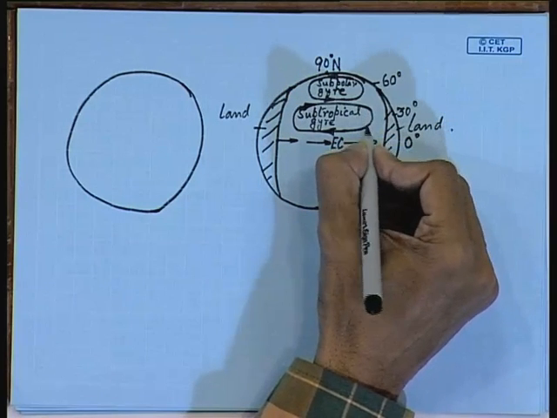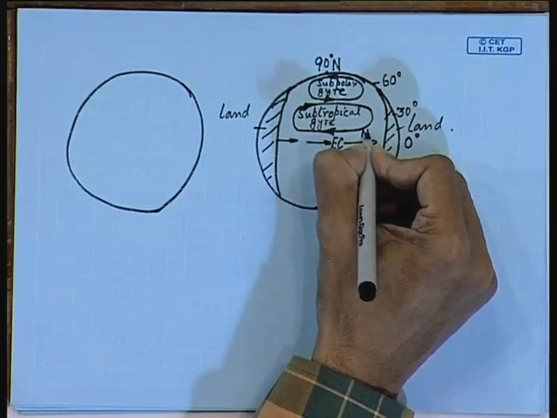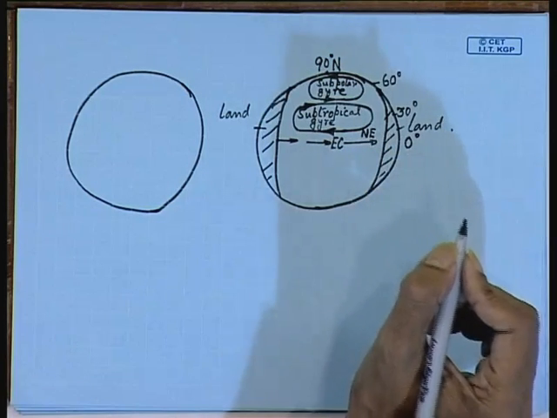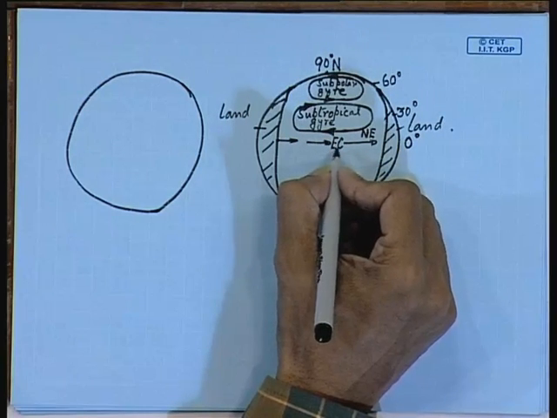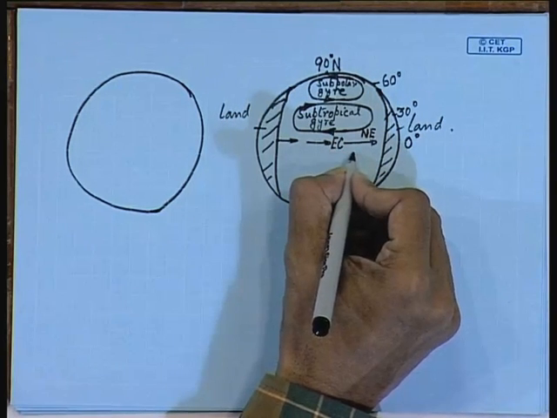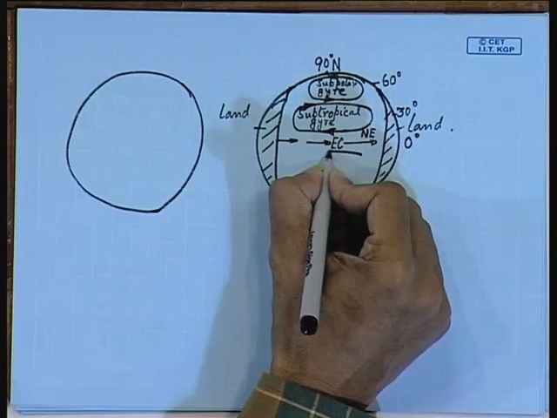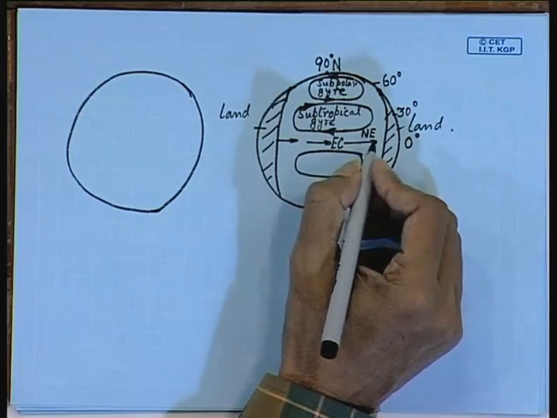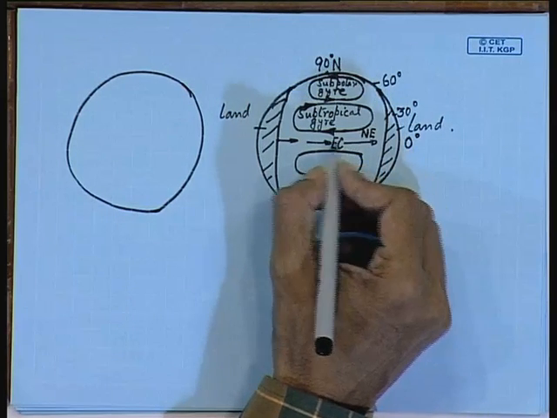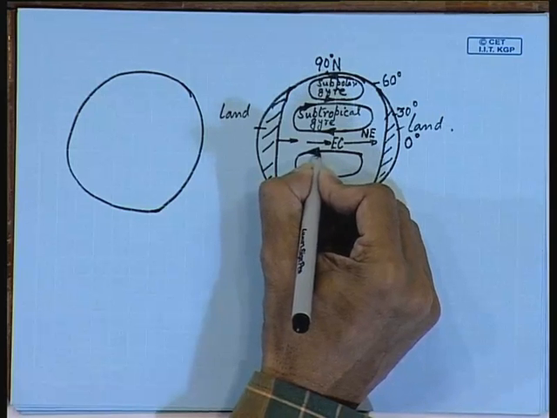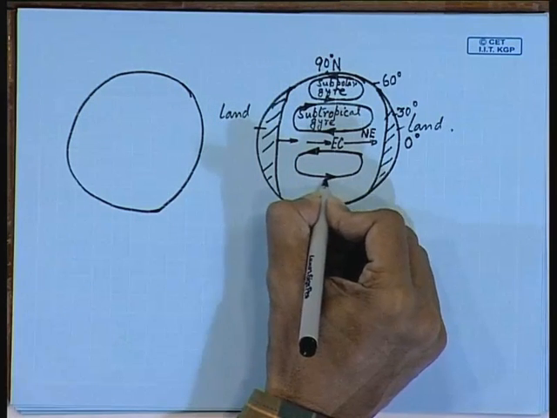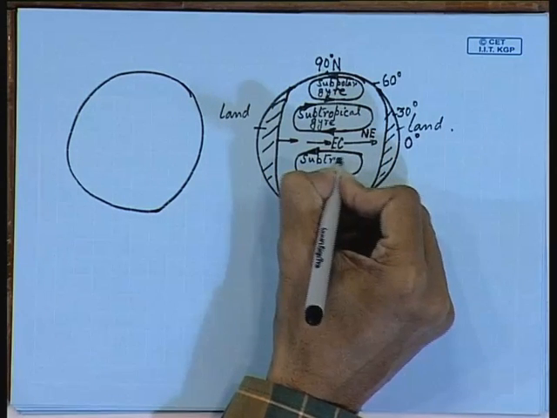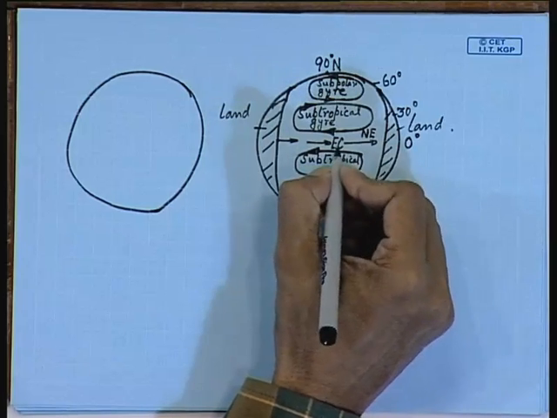So this is called the northeast or north equatorial counter, and down below you have the reverse. So which direction will this rotate? This is called the subtropical gyre.